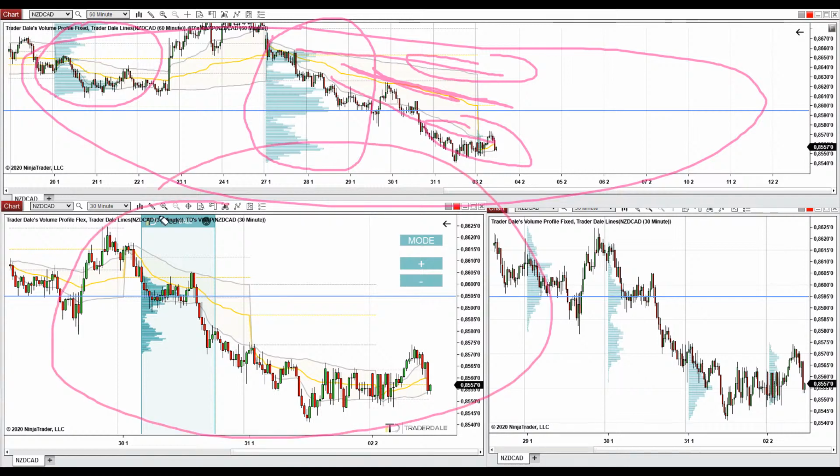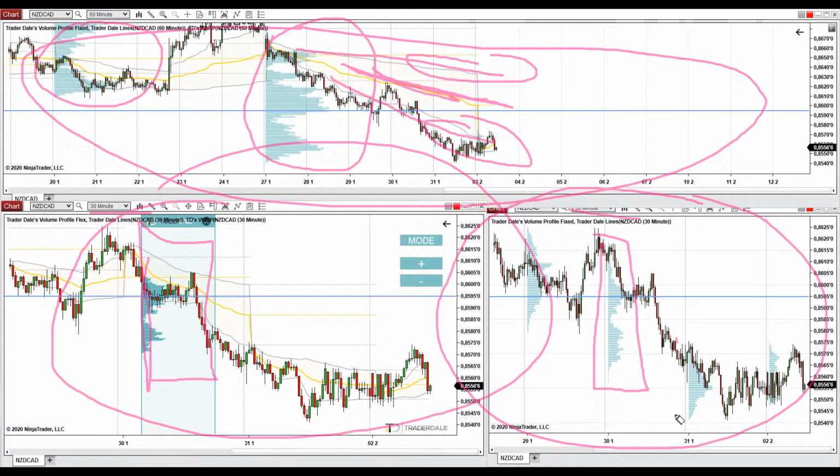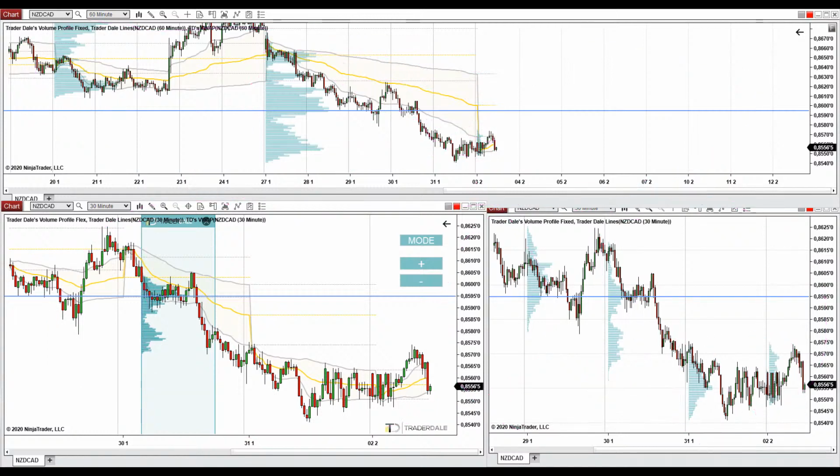Now in this chart you can see a flexible profile. This is the volume profile. You can move around the chart. It is a 30-minute chart with a daily VWAP, and this chart is a 30-minute chart with fixed daily profiles. Alright, so this is my intraday trading workspace.